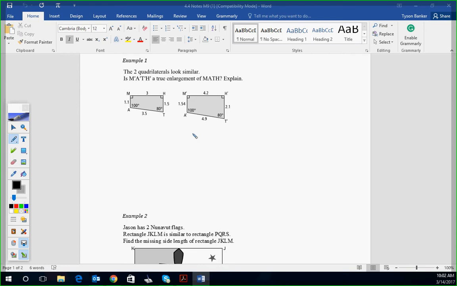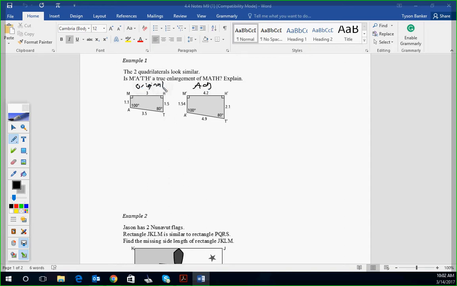For notes, we're pretty much going through a little bit of an extension of 4.3. The quadrilaterals look similar. Is math a true enlargement of math? Explain. These tick marks obviously signify change. That's your adjustment. Over here is your adjusted. This is your original.